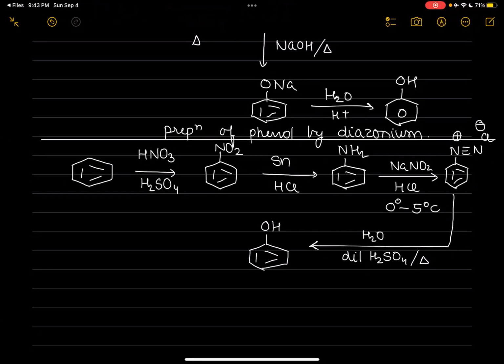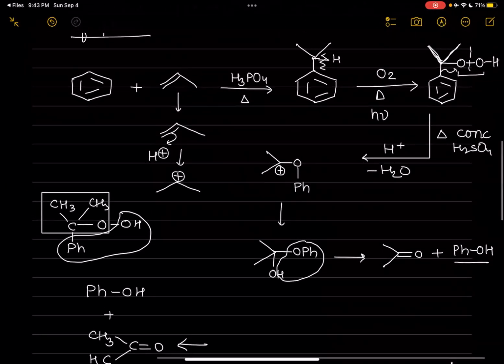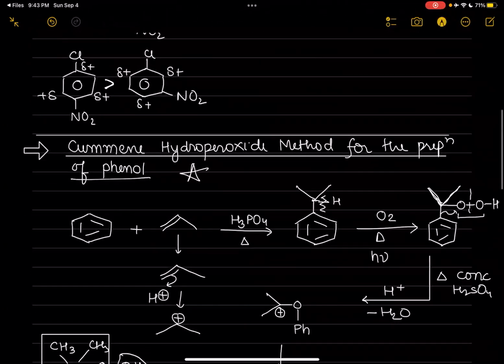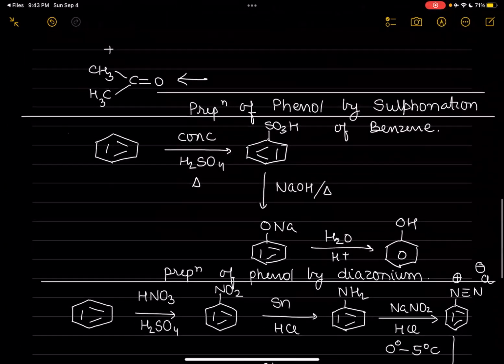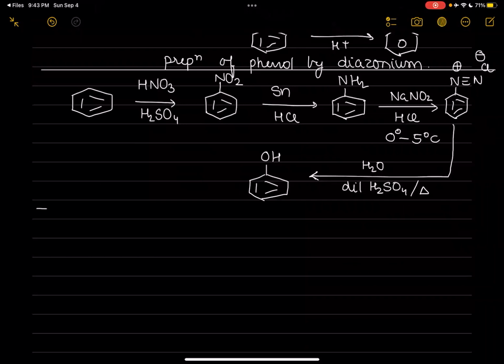Is it clear? That's how you get it. We can use Dow's process also, we can use diazonium also. All these we have done, four methods, and all four are very important: Dow's process, cumene hydroperoxide, sulfonation of benzene to benzene sulfonic acid, and diazonium. But if nothing is asked, you can use Dow's process also, right? So I hope this is clear. Okay, good. So this is all about the preparation of phenol.